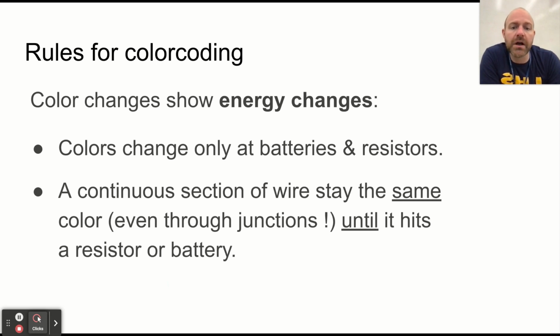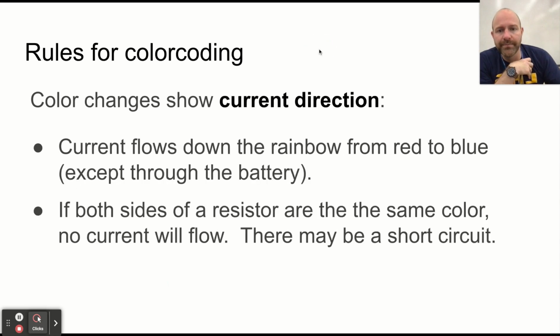We only change our color at batteries and resistors, circuit elements, not at junctions. The junctions are places where that potential stays the same until it hits a resistor or a battery. The color changes can also help us think about current. The conventional current flows down the rainbow from red to blue: red, orange, yellow, green, blue, and then the battery is the only place where it goes the opposite direction.